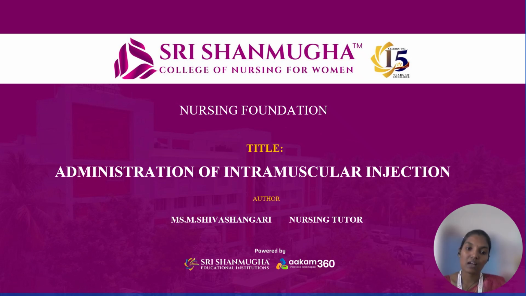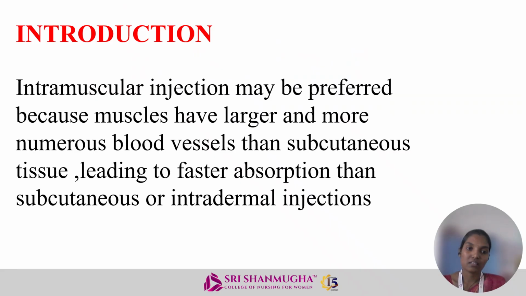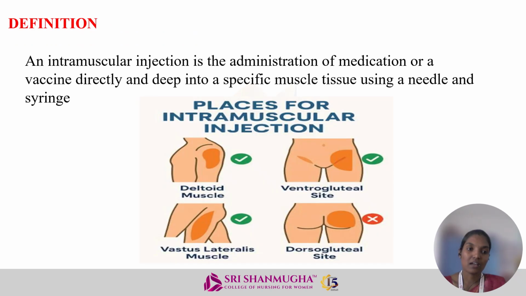Let's discuss administration of intramuscular injection. Introduction. Intramuscular injection may be preferred because muscle has larger and more numerous blood vessels than subcutaneous tissue, leading to faster absorption than subcutaneous or intradermal injection. Next, definition. An intramuscular injection is the administration of medication or a vaccine directly and deep into a specific muscle tissue using a needle and syringe.